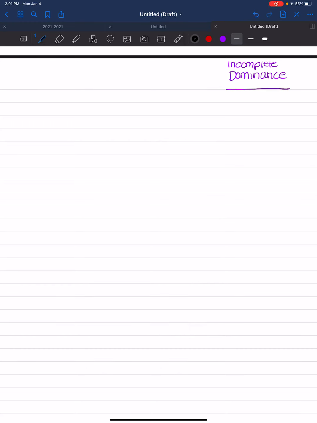Okay, so now we're going to do an incomplete dominance problem. Incomplete dominance is when neither allele is completely dominant over the other one, so we get an intermediate or a mixture of the two alleles. I always think of it as having two paint cans. If I take a paint can of red and a paint can of white and I pour them on the ground, where the two come together, I'm going to have pink. And so it's an intermediate step.